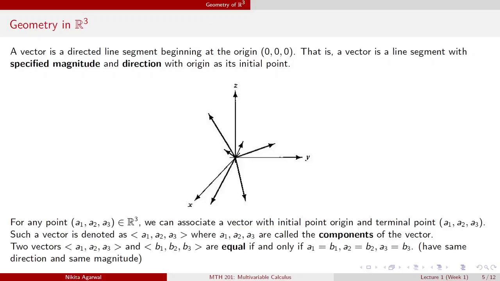Now two vectors a1, a2, a3 and b1, b2, b3 are equal if and only if they are equal component-wise. So a1 is equal to b1, a2 is equal to b2, and a3 is equal to b3.